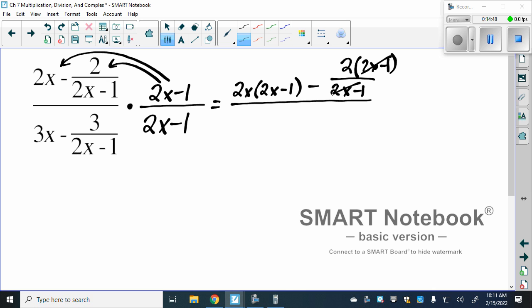Now the denominator is going to be 3x times 2x minus 1 minus, well, we can either put what? 3 by itself, because we can write it as just 3 and leave it at that, because the others will cancel out. Or we can write in the 2x minus 1 over 2x minus 1, because these here will cancel.